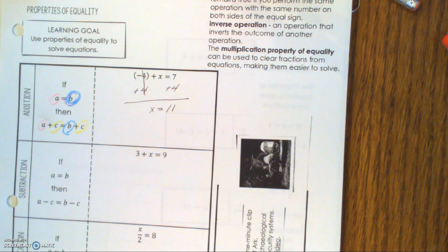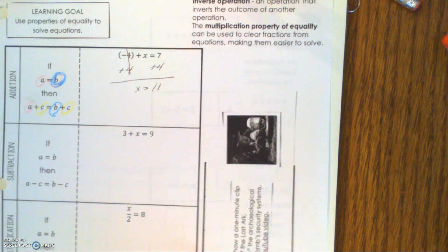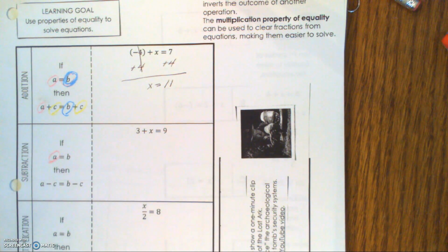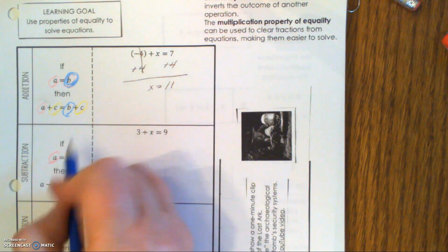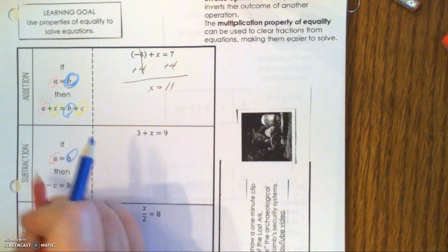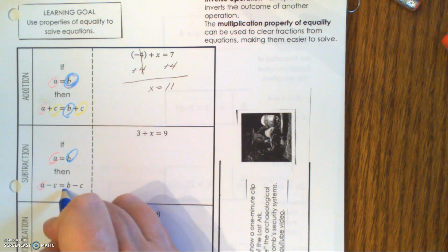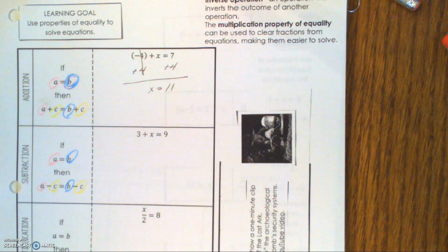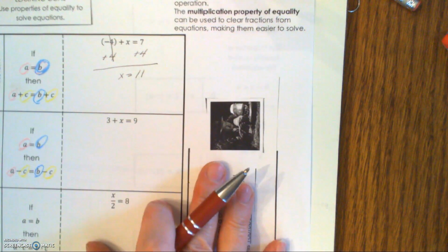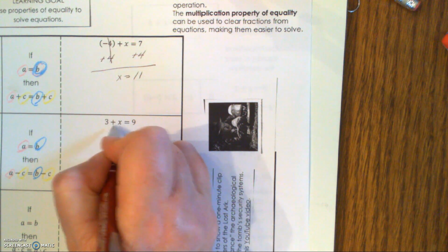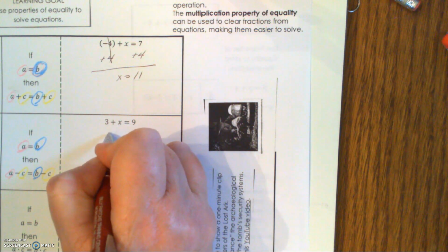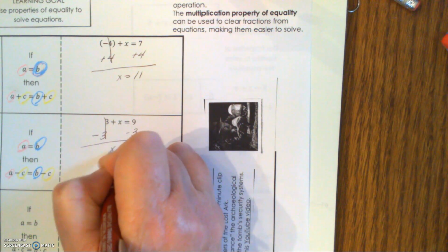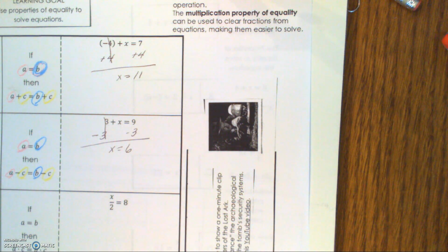Okay? So then if we go down here, if A equals B, then A minus C equals B minus C. Okay? So again, if we have x plus 3 equals 9, and we subtract 3 from both sides, these cross out and x equals 6. Okay?